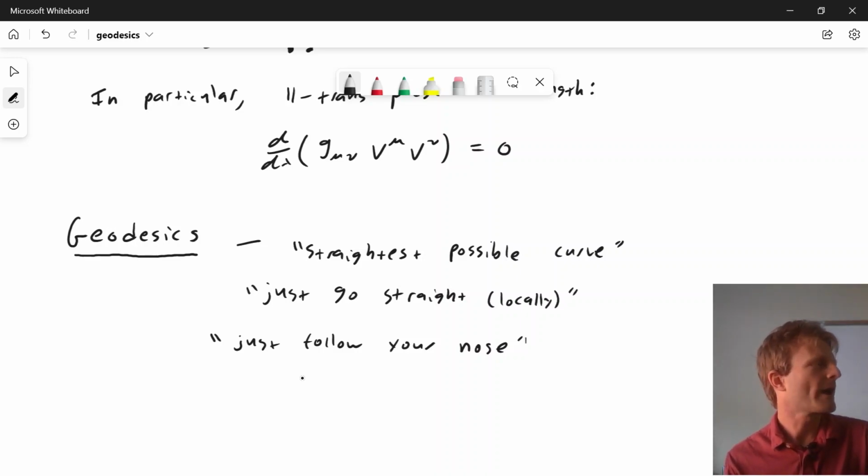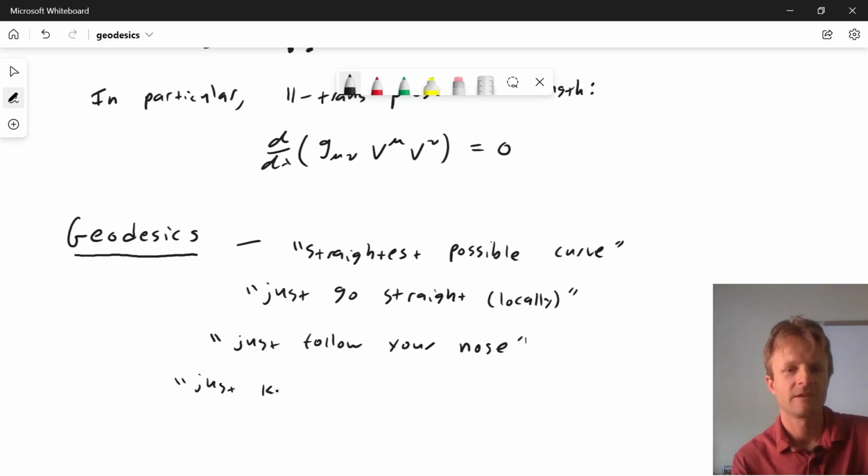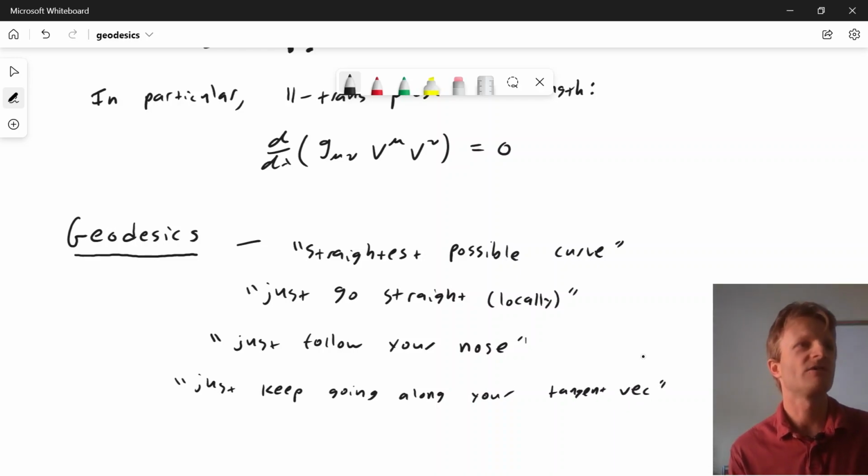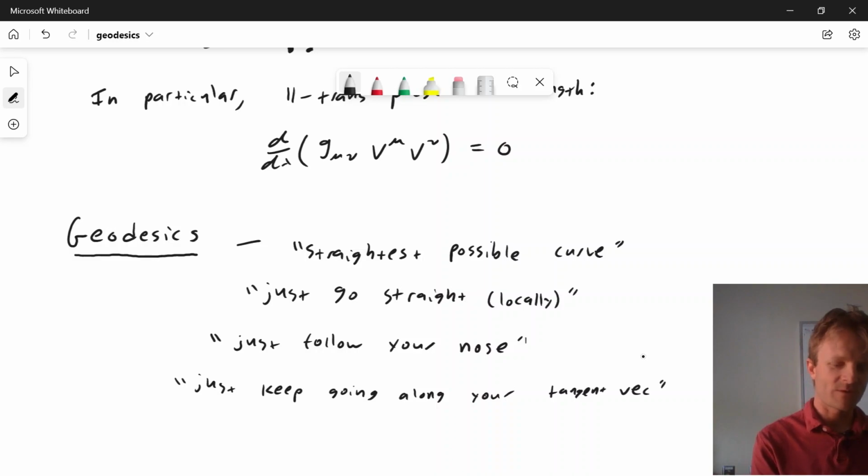And what vector represents the direction your nose is pointing when you're walking? Tangent to the curve. Yeah, if you're looking straight ahead. That's right. It's the tangent to the curve, right? So it really means just keep going along your tangent. Whatever direction you're pointing in, that's your tangent vector. Just keep going in that same direction.